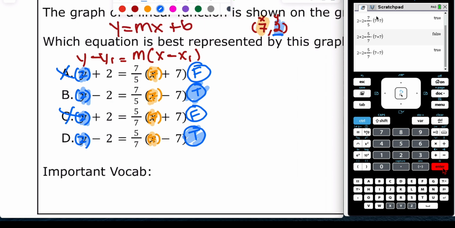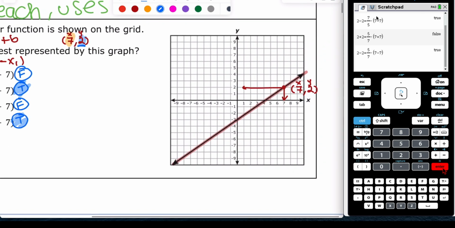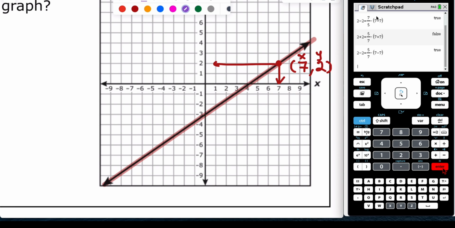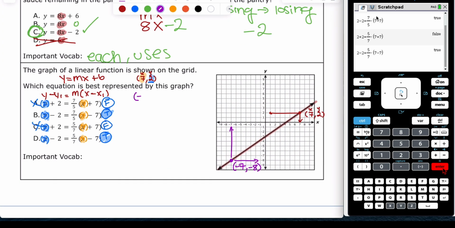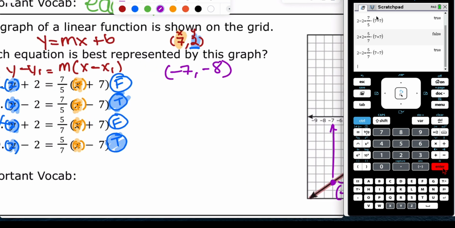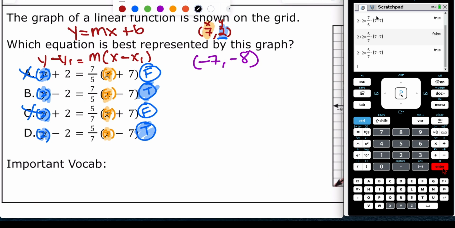So now that I have 2 truths, I need to go back to my graph and pick another perfect point. When I look at this graph, I see another perfect point right here, way down here. For my x value, I have -7. For my y value, I have -8. So we have -7, -8. We're going to do the same thing we just got done doing. I know it seems very tedious, but it's an easy question not to get right. So we're going to recopy them.